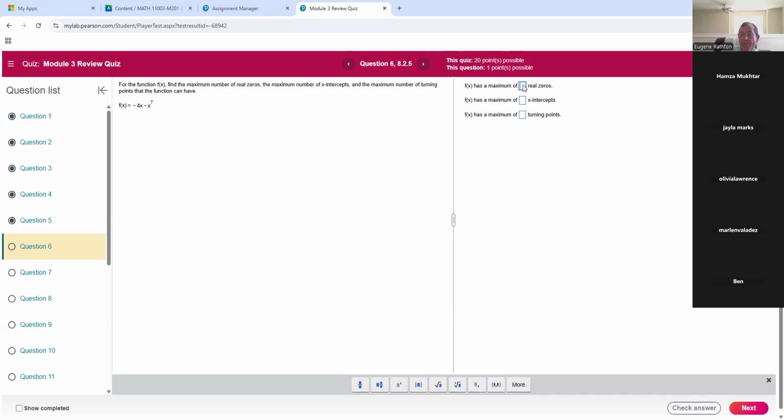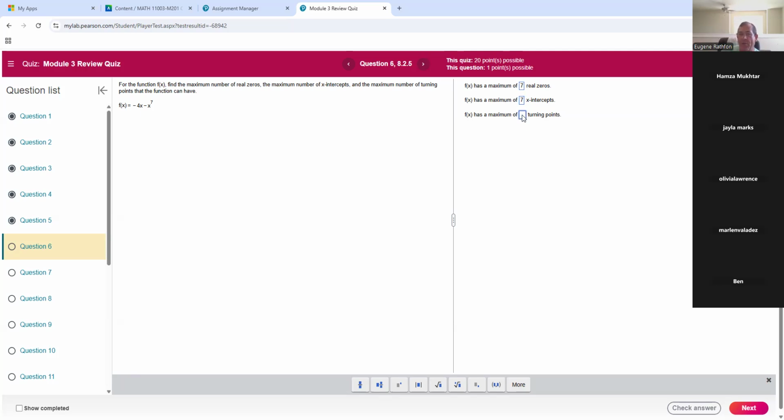And y'all on that one, remember that the maximum number of real zeros and the maximum number of x-intercepts are both equal to the degree. So on this one, my degree, my highest exponent is a 7. So that means the maximum number of real zeros and the maximum number of x-intercepts are both going to be 7 because they're equal to the highest exponent.